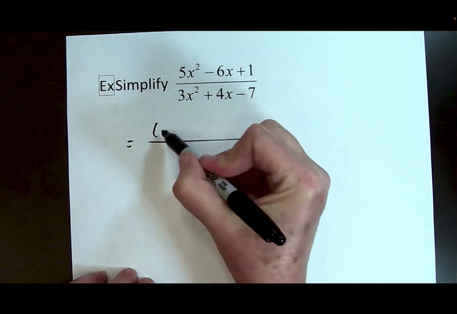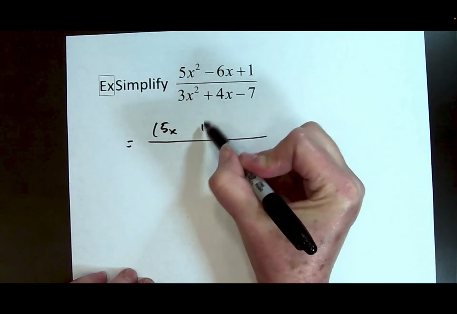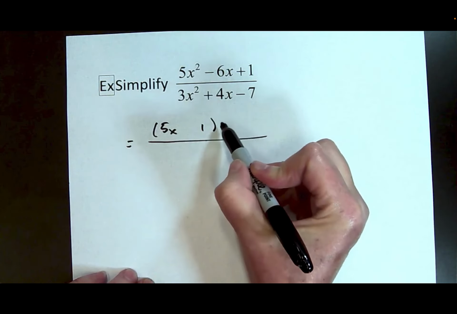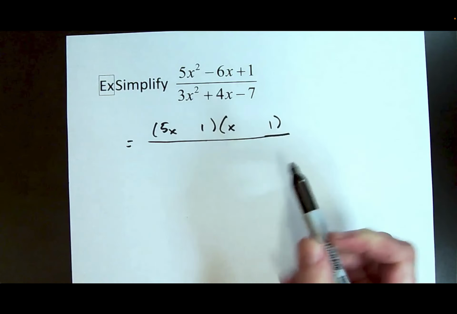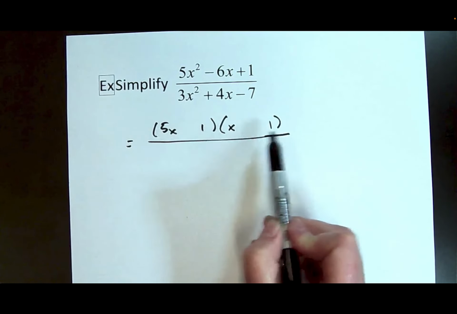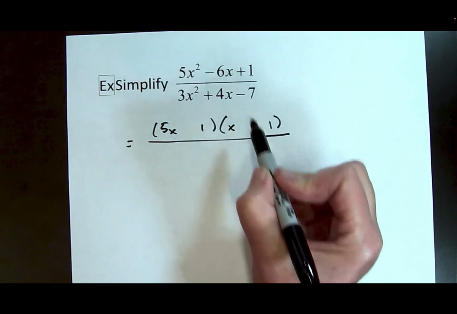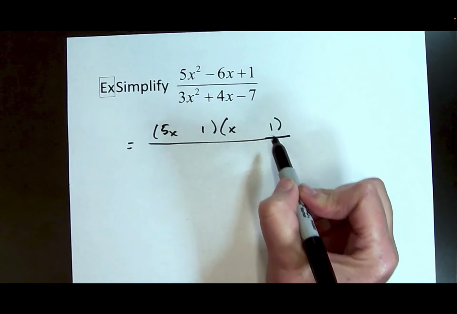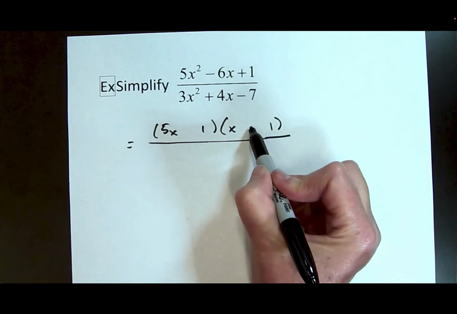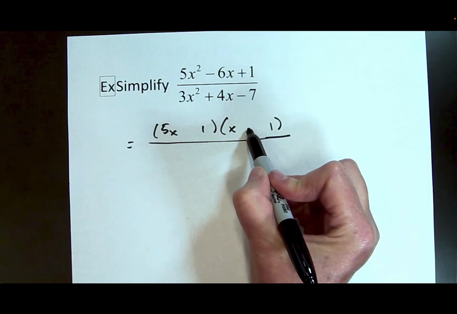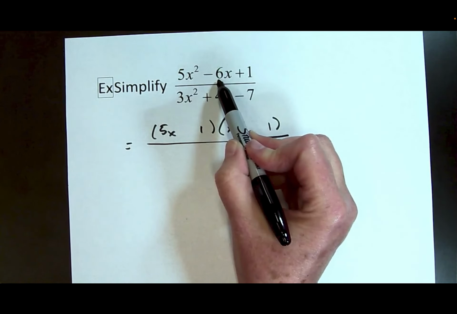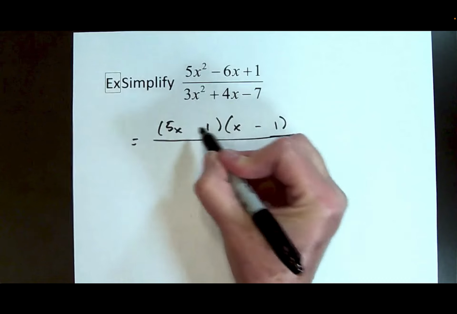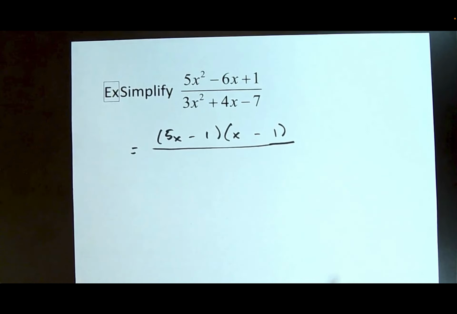Let's see. For this numerator, I'm going to have a 5x and a 1, right? A 5x and an x and a 1 and a 1 in order to get 5x squared and in order to get 1. So let's see. In order to have a plus 1, these will have to either both be positive 1s or both negatives. But if they're both positive, I won't get a -6 in the middle. So that's the only possible factorization.